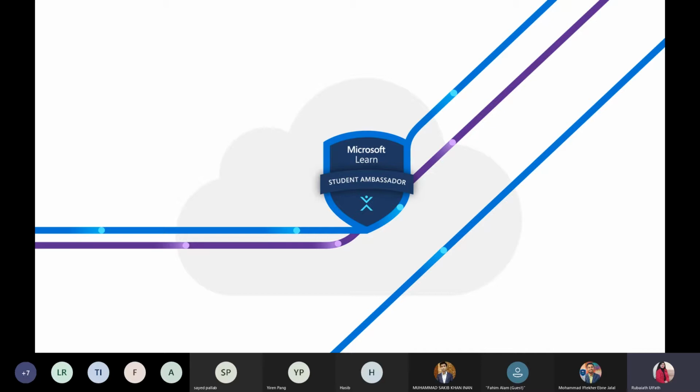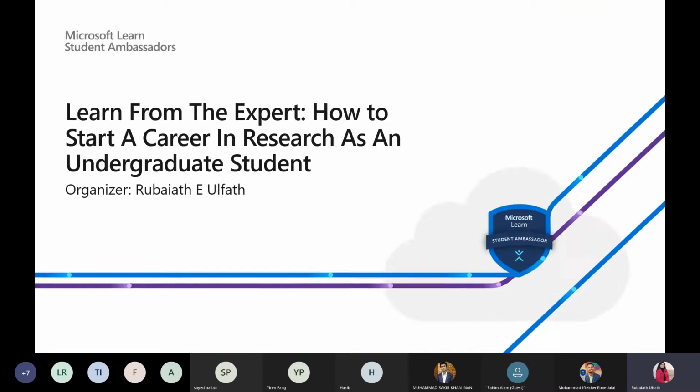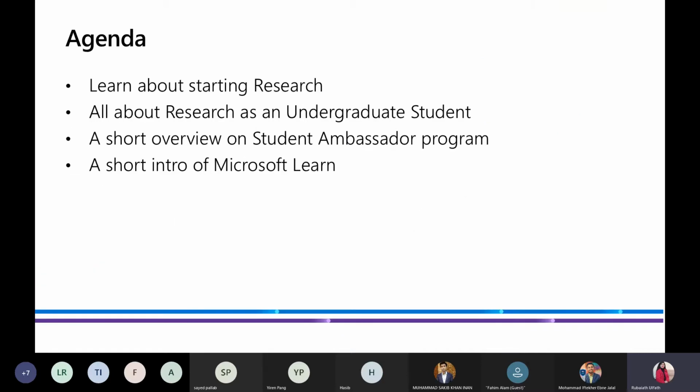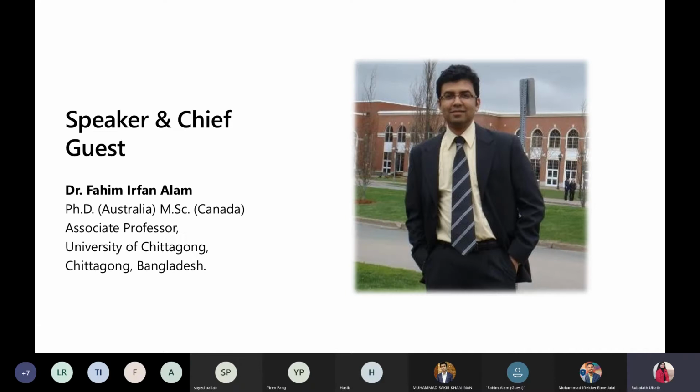For covering the first two agendas, I would like to invite a special guest to the show who is a great potential researcher in the field of artificial intelligence, machine learning, and computer vision. He is none other than Dr. Fahim Irfan Alam, Associate Professor, University of Chittagong. He has completed his PhD from Australia and MSc from Canada.